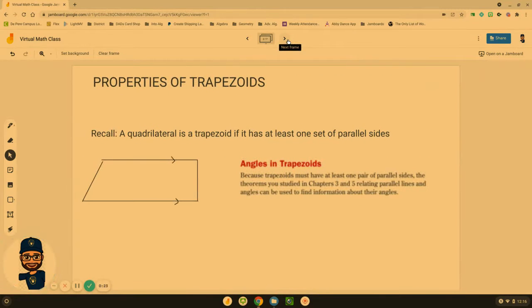In order to really understand what we're doing here, we've got to remember that if a quadrilateral is going to be classified as a trapezoid, it needs to have at least one set of parallel sides. That's what this shape down here shows. Top and bottom are parallel. What that does is it creates a very unique relationship with the interior angles here. Because they have one set of parallel sides, some of the theorems that we learned back in chapter 3 relating to parallel lines and angles are going to be very useful here.